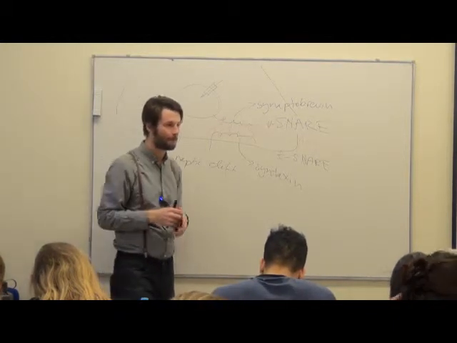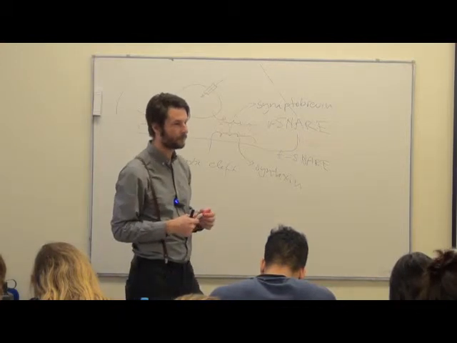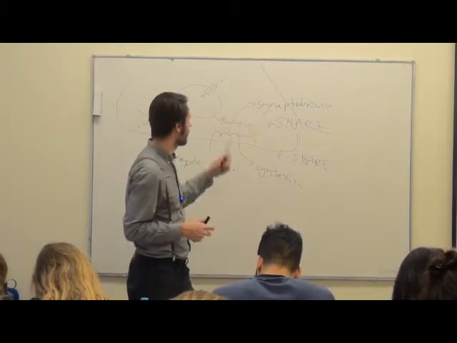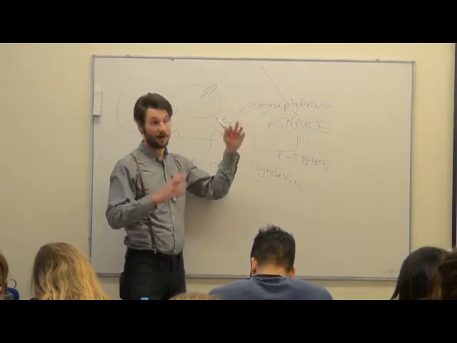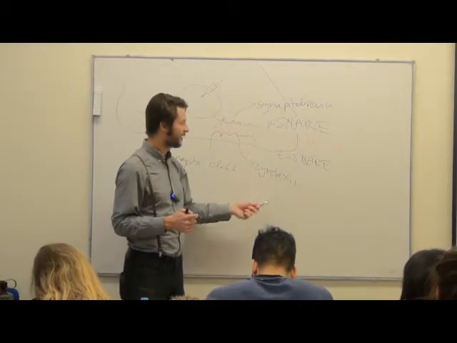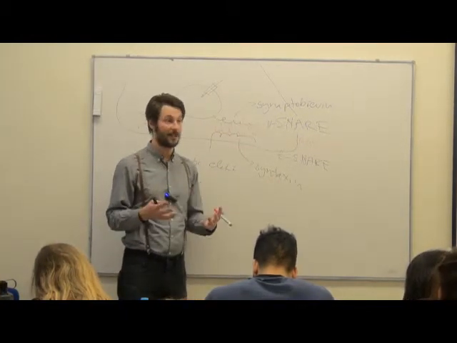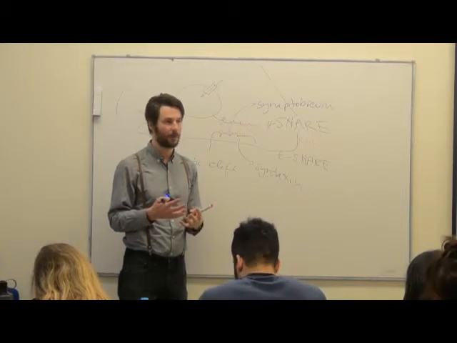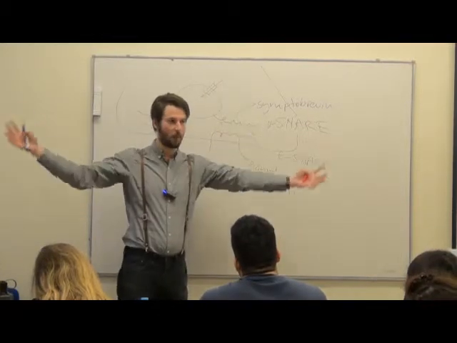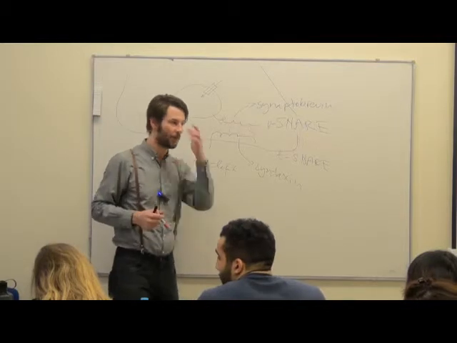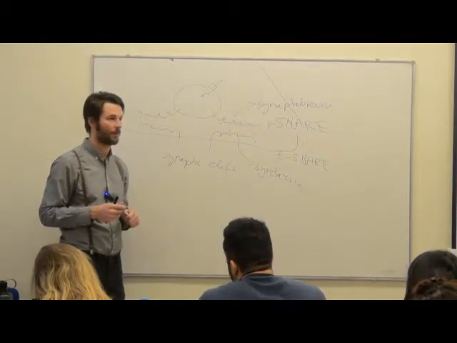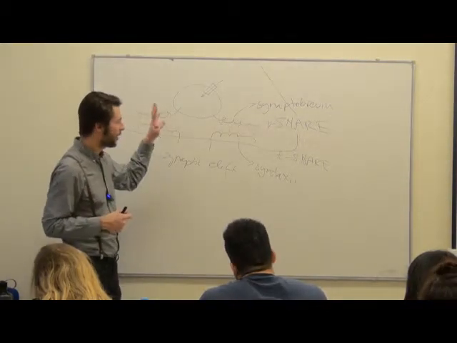So synaptobrevin is a V-SNARE. There are other ones. Syntaxin and SNAP25 are T-SNAREs, but there are also other ones. So T-SNARE and V-SNARE are the broad category. Those are the specific types that I want to talk about. Right, so now we know what they're called.